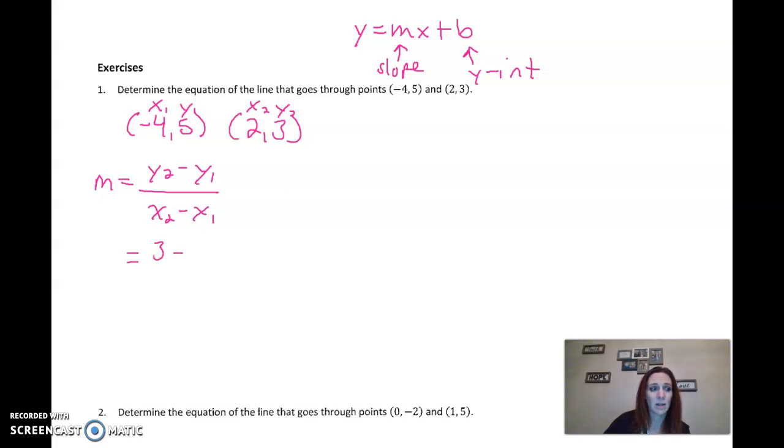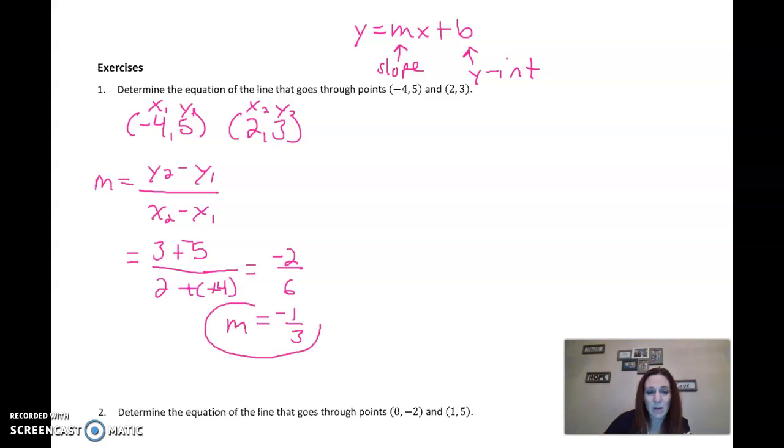y2 is 3 minus y1, which is negative 5, over x2, which is 2, minus x1, which is a negative 4. Keep, change, change. Keep, change, change. This ends up being 3 plus a positive 5, which is 8... wait, as spoken: 3 plus a negative 5, which is a negative 2, over 2 plus 4, which is 6. And it's always a good idea to reduce this. I can reduce negative 2/6 to negative 1/3. So this will be a negative 1/3.